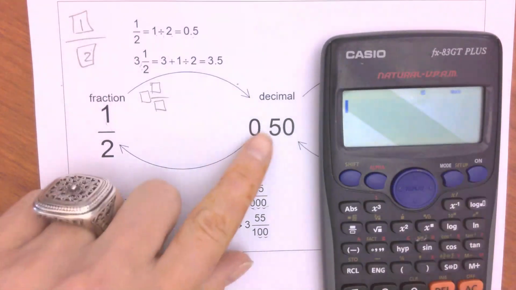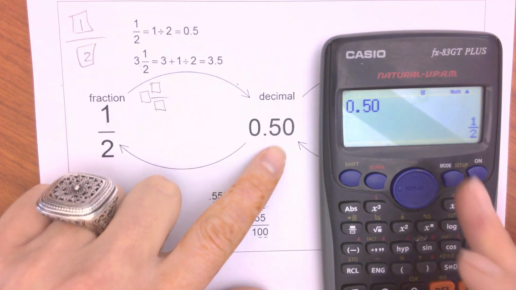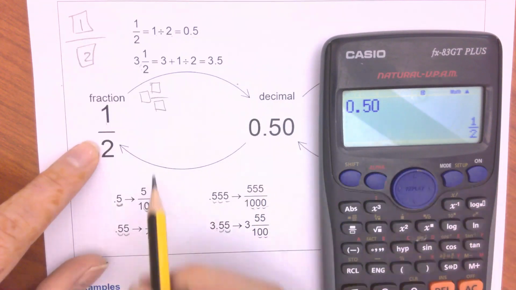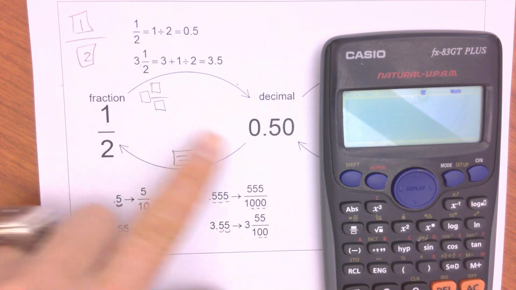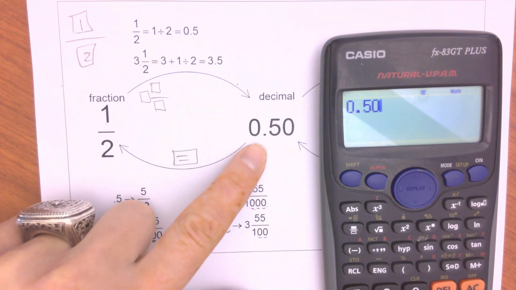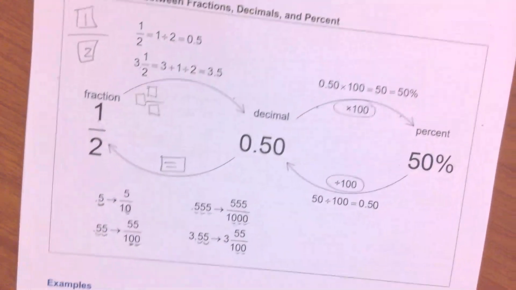Now some people just use their calculator and go 0.50, and the calculator changes it to a fraction just when you push the equal sign. Okay, let me show you that again. Let's do 0.50, push the equal sign, and it changes it to a fraction. Okay, so let's do some questions on page 3.